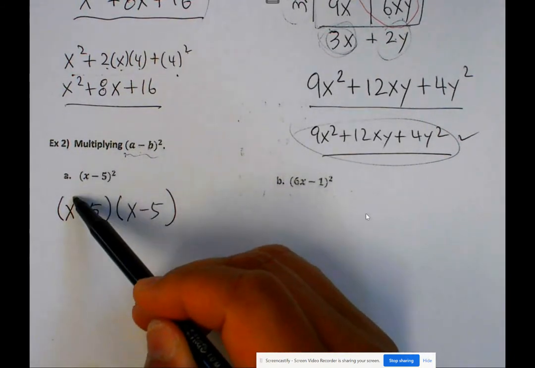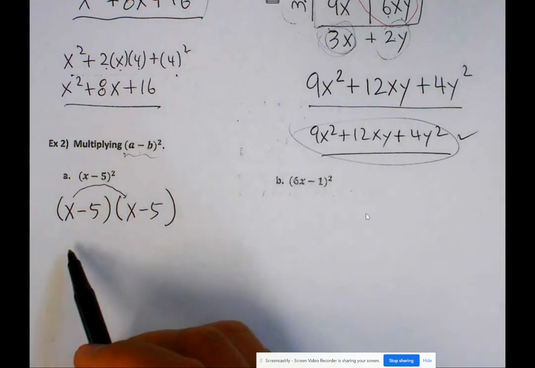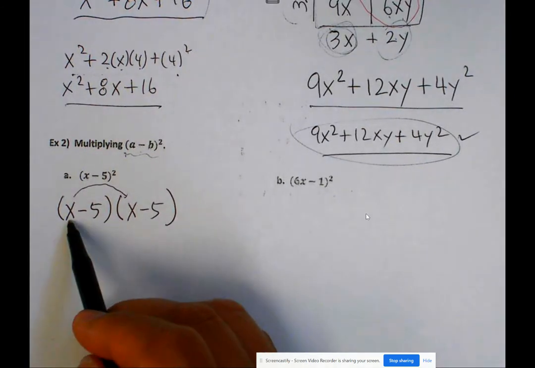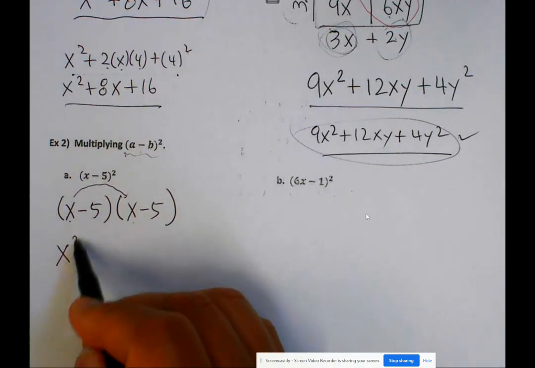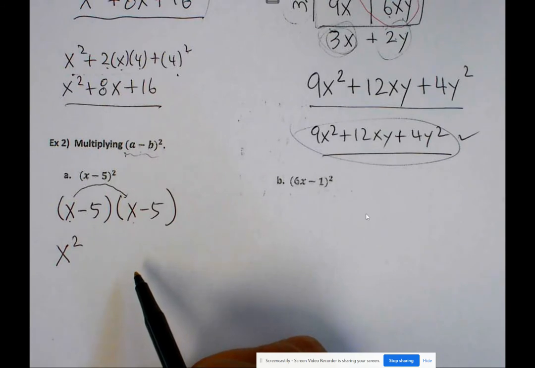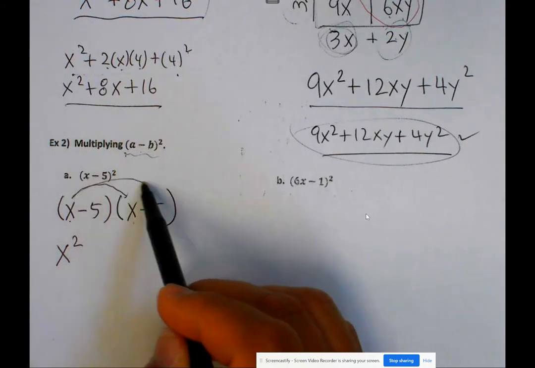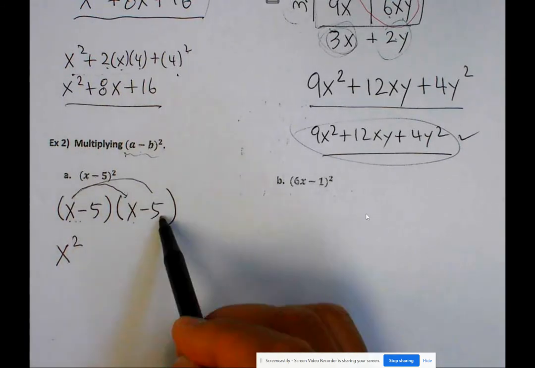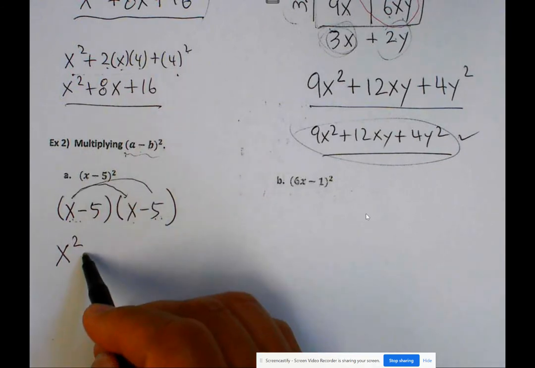We take the first one and multiply it to the first. Remember FOIL, first. So x times x will give you x squared. O will be outer, so you take the first one and the last one. These are outer ones. So x times negative 5 will give you negative 5x.